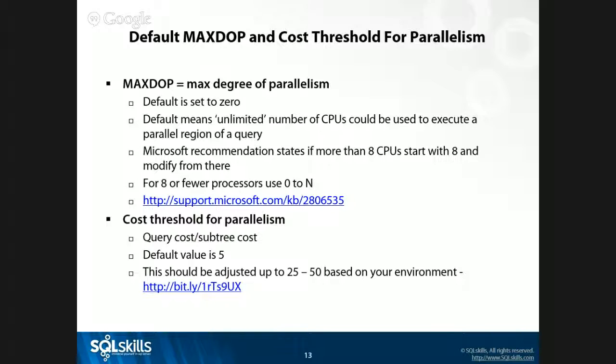One of the settings that I've seen the most benefit from modifying is the cost threshold for parallelism, because that's determining, based on the subtree cost, when it's going to try to go parallel. The default value is 5, which was established way back in the SQL 7.0 days on an HP workstation. So that algorithm's based on that hardware. Back in the day, it was if the query was going to take more than 5 seconds, then go parallel.